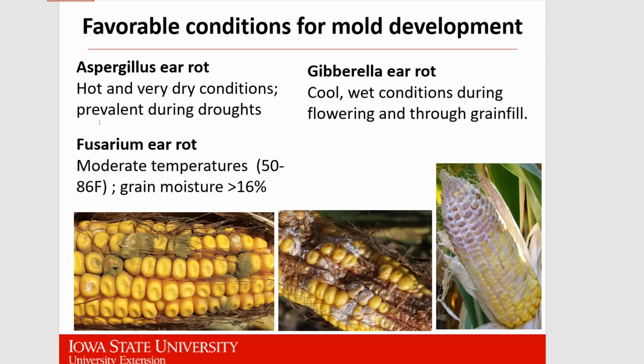But then, yeah, Fusarium ear rot's kind of more in between, likes moderate temps, a little bit higher than average grain moisture, and Gibberella is contrary, likes cool, wet conditions during the flowering period, right? And if you're looking at the images left to right, we've got Aspergillus, Fusarium, and Gibberella.